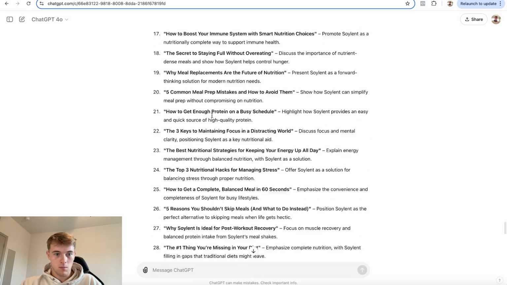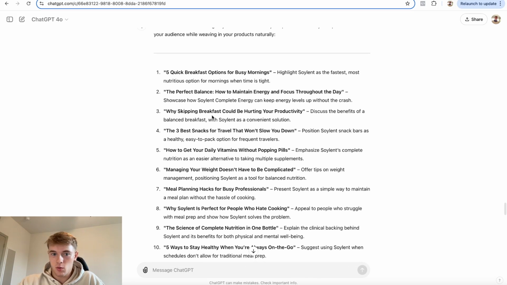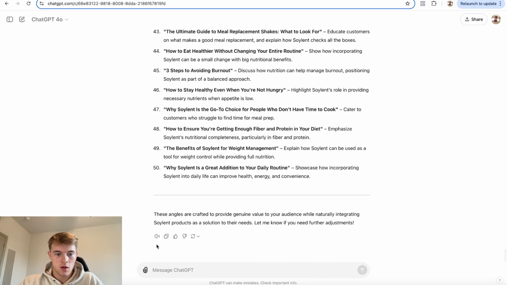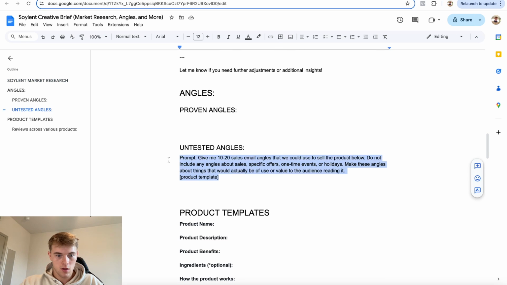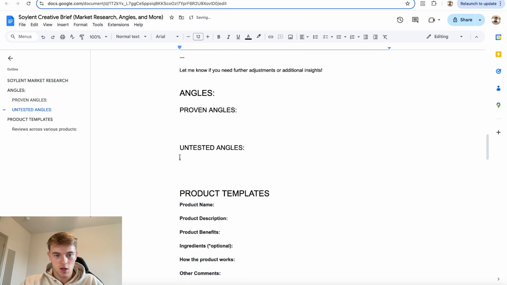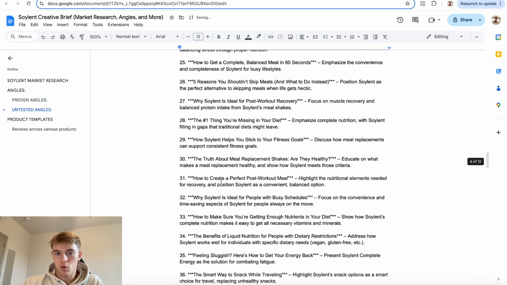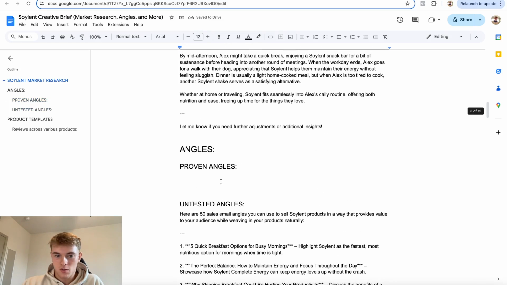But man, I want to write for Soylent now because we have so many good angles to use for them. So I'm going to copy this and I'm going to put this in the untested angles part. I'm going to get rid of this since we ended up changing that prompt. Now, boom, again, I would format this better if it was a brand I was actually writing for. But now for the proven angles, this is something that you fill in continuously as you start to use these.